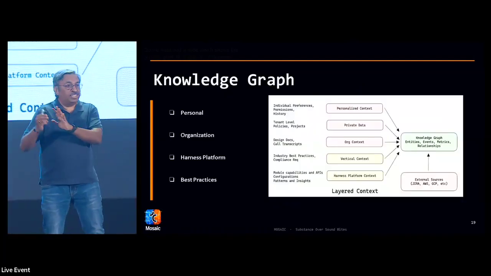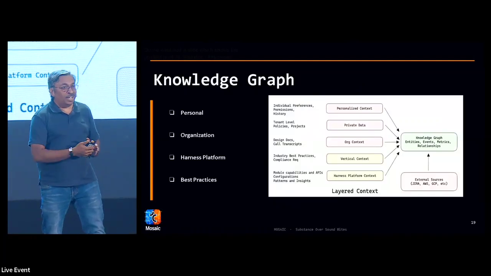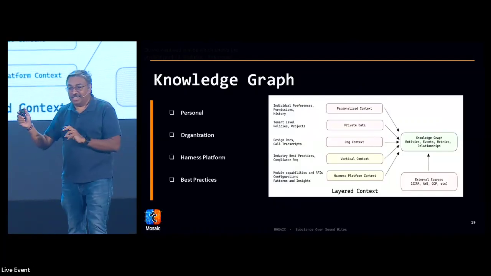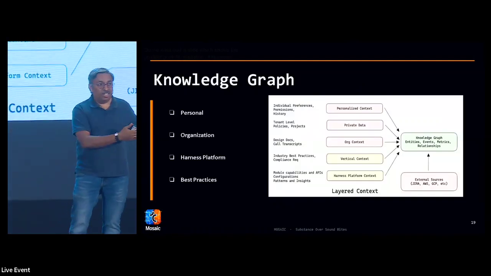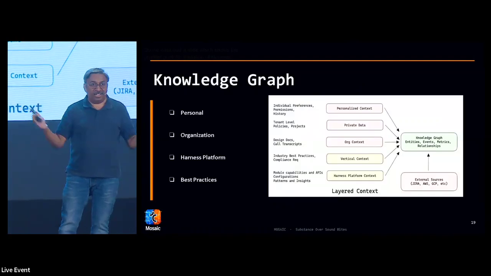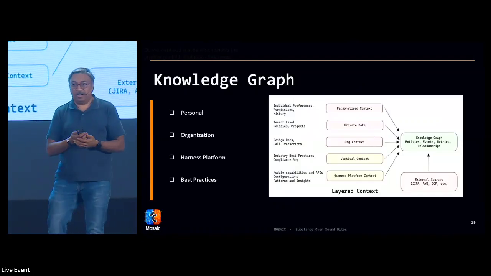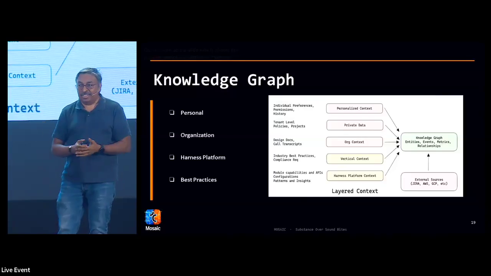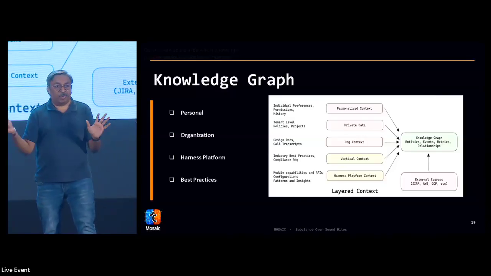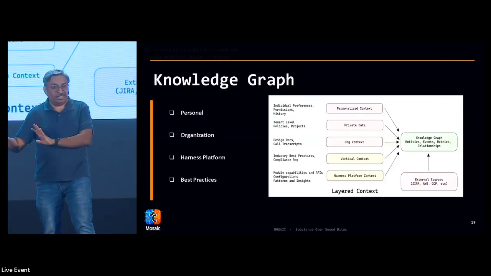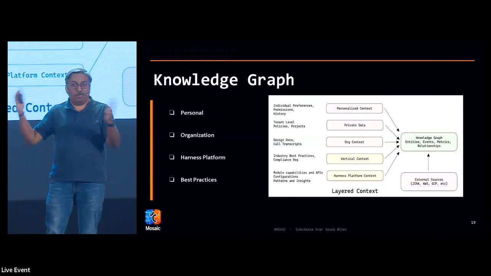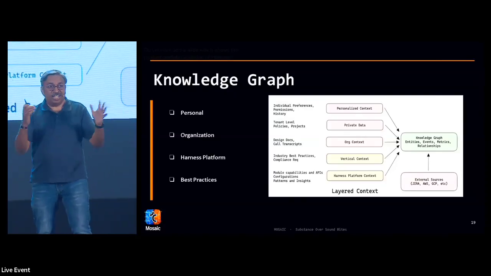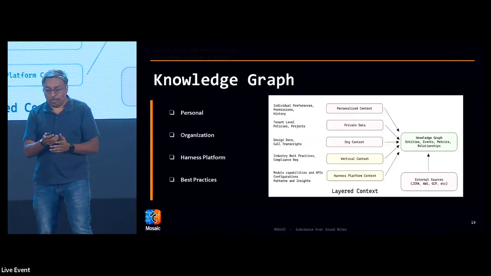So what does this knowledge graph now contain? It contains your own personal context, because you're obviously operating with an AI agent, and the Harness platform provides an agent too. You have organizational context, the platform, and the best practices. All of this is in the knowledge graph, not just the Harness data, but also data from outside. So the delivery platform now has data from potentially all the tools that are out there.